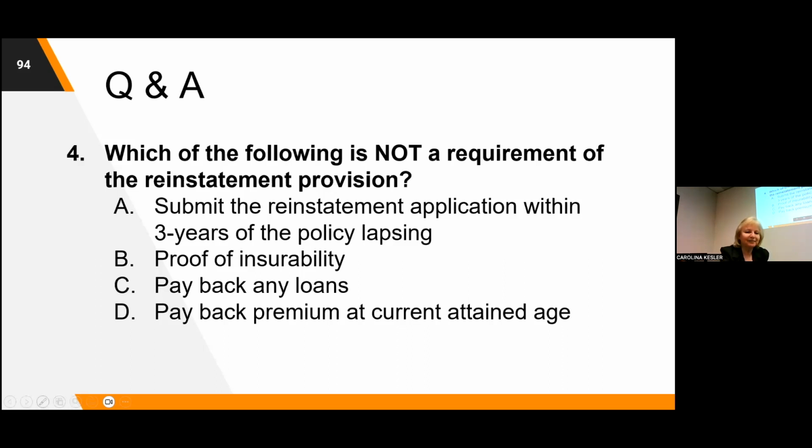D. Says at the current attained age. The whole purpose of reinstating is to get it back at the age you were when you purchased it, to keep your premiums low, right? Because between 27 and 30, premiums change a lot, right? So if they let it lapse when they were 26, they're definitely going to want to reinstate, right?